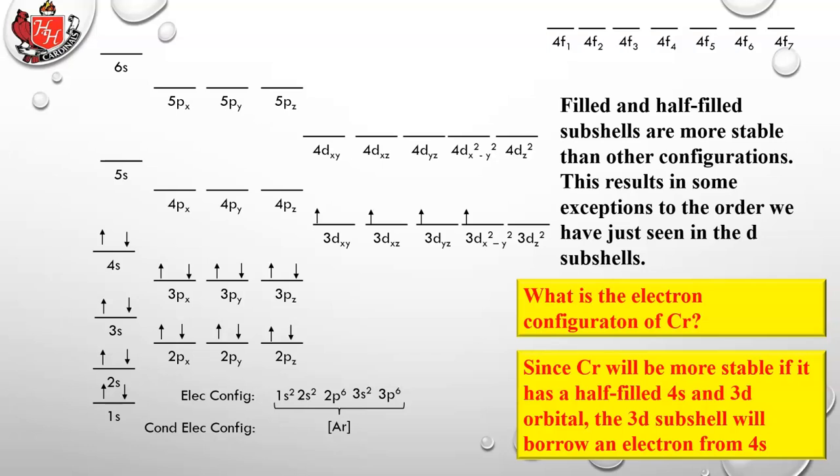So watch what happens on the diagram. You take that electron in the 4s, and we're going to put that electron up there. And so now the 4s is half filled, which is still stable, but the 3d is now half filled, and so it's more stable than it was before. And this is the electron configuration. So what you're going to end up with is [Ar] 4s1 3d5.